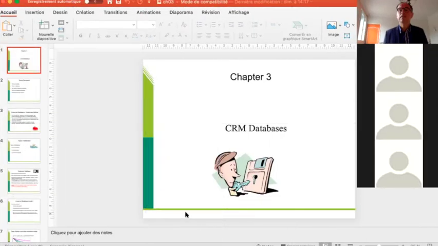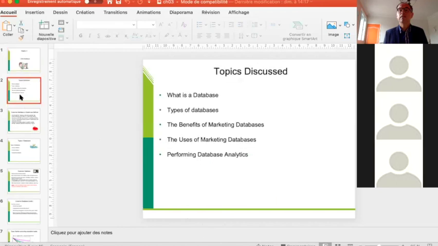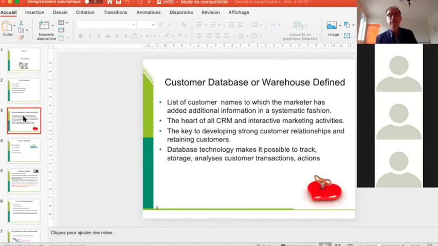We will see further. In this chapter, we will talk about CRM databases. Precisely, we will see what is a database, the types of databases, the benefits of databases, and how databases will be analyzed in CRM. What is a customer database?